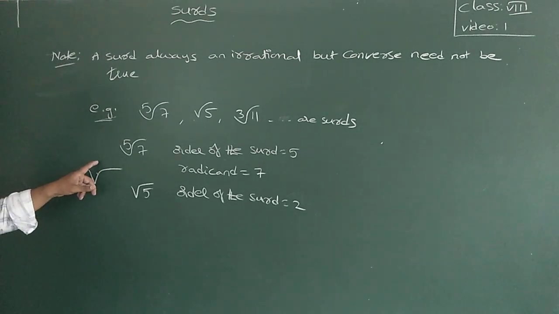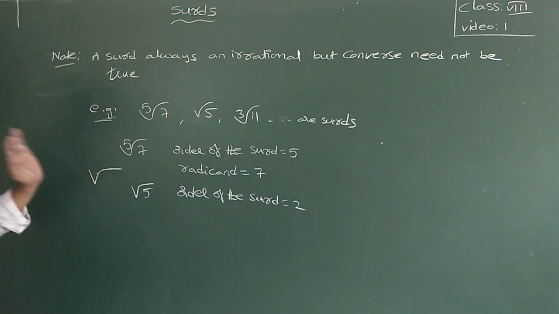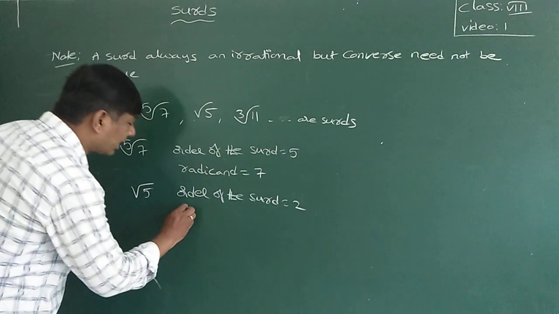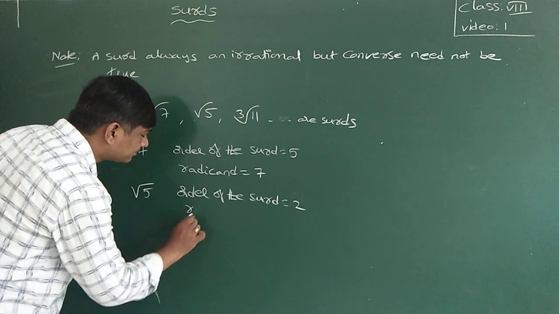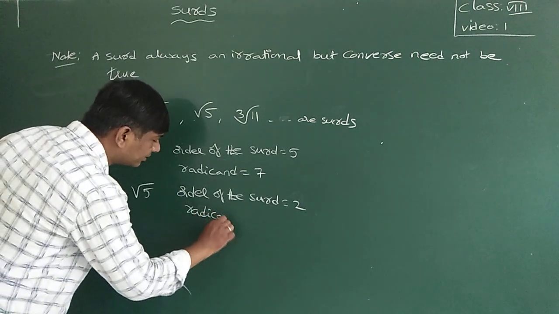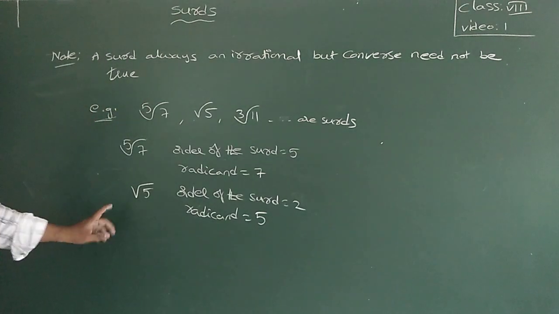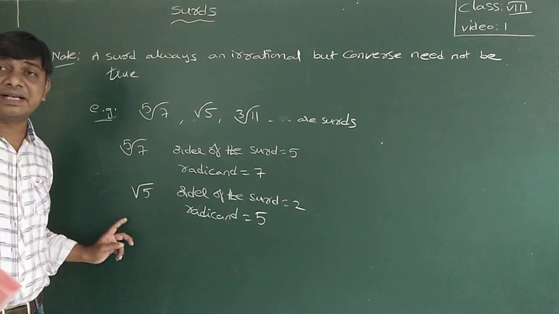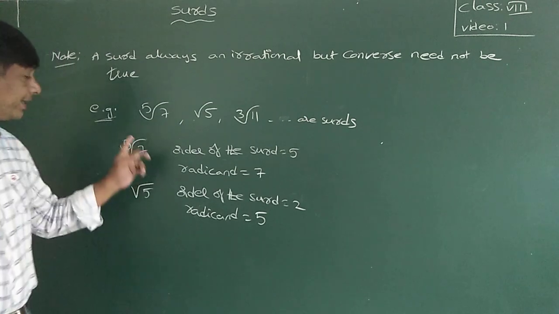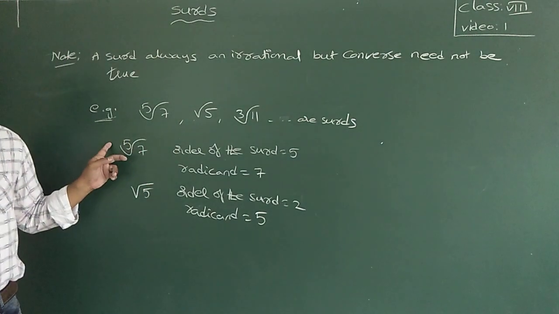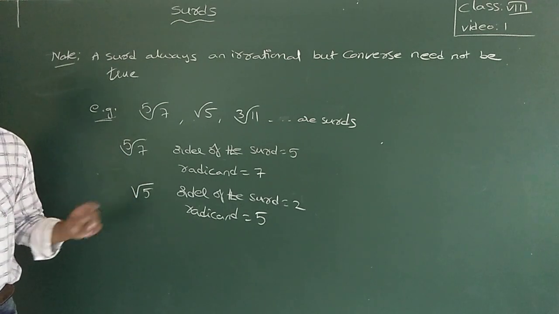Whether you write it or not, the order of this word is 2 only. What is the radicand? Very good, the radicand is equal to 5. What is the radical sign? The radical sign here is the fifth root, and in the other example the radical sign is the square root.